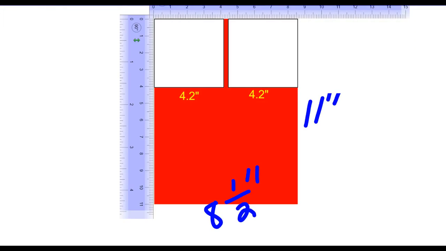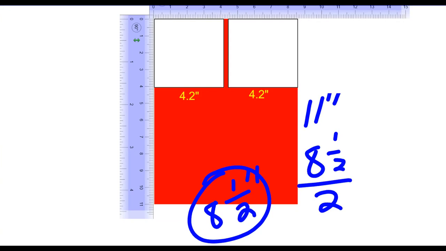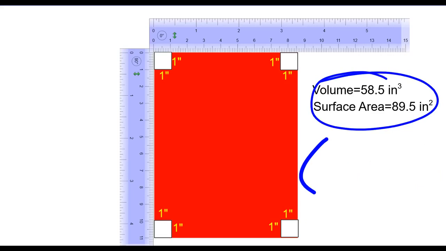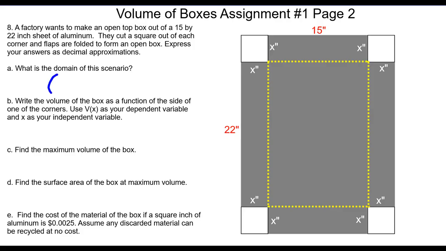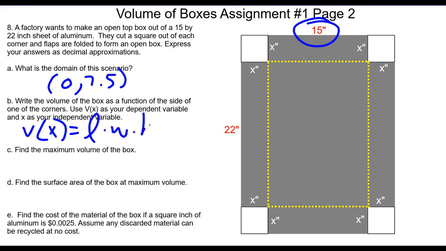The biggest cut we can make is just a little bit less than half of 8.5. And 8.5 divided by 2 is 4.25. So our domain of the sheet of paper was 0 to 4.25 with parentheses, not brackets. So the domain here is 0 to 1/2 of the smallest dimension, 7.5. The volume of the box is equal to the length times the width times the height.